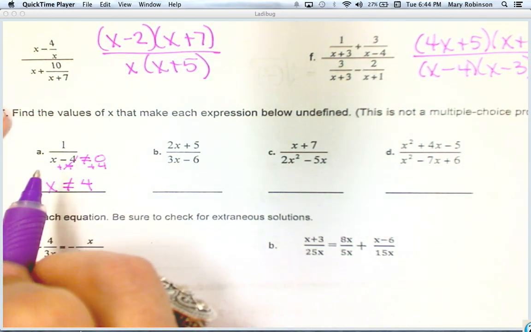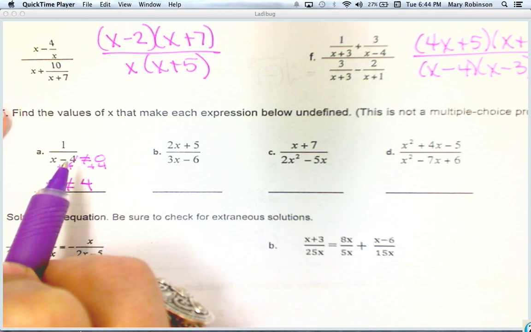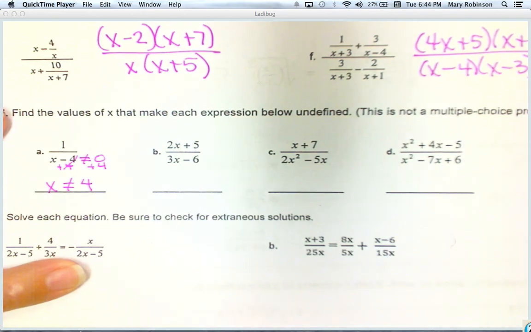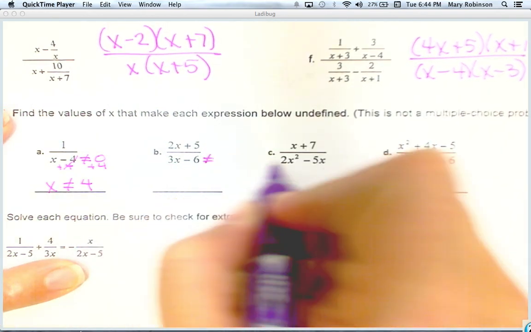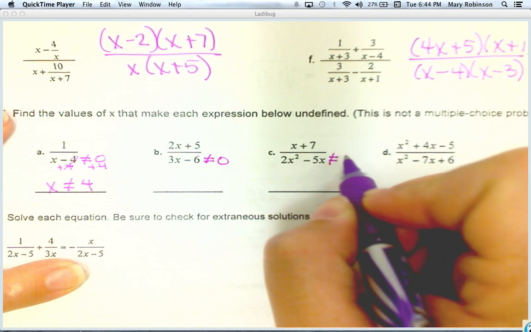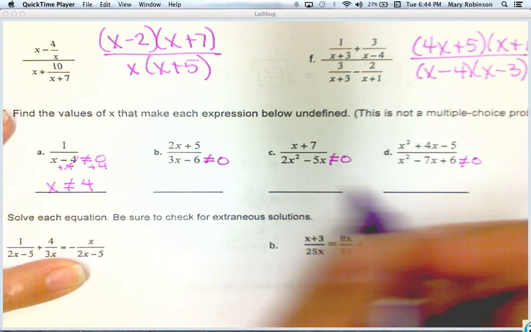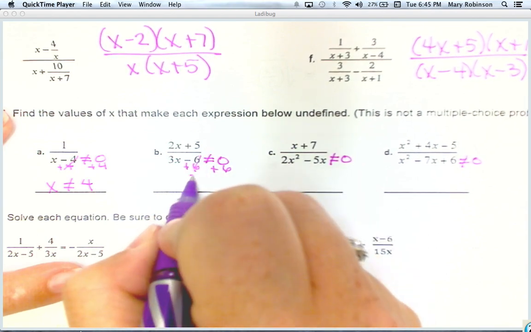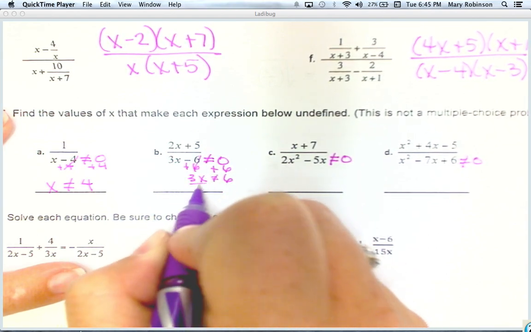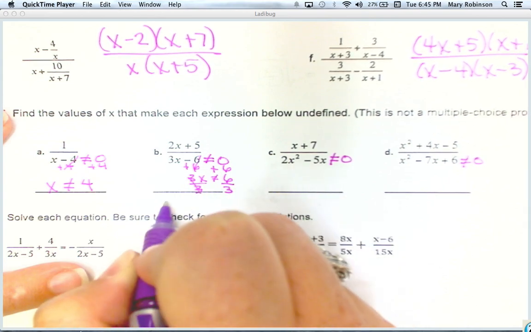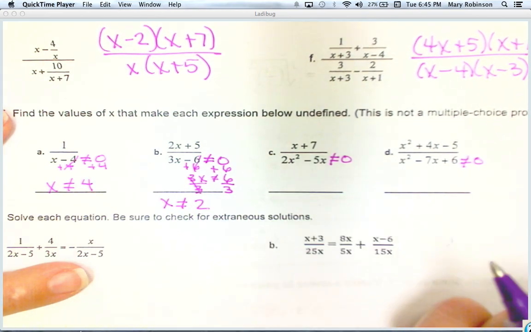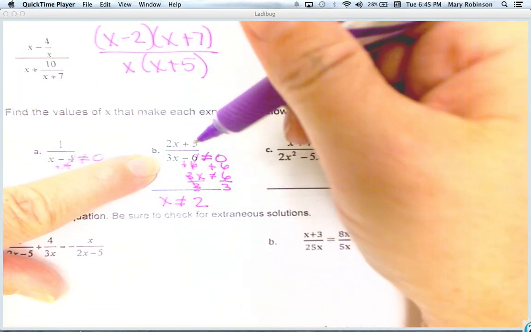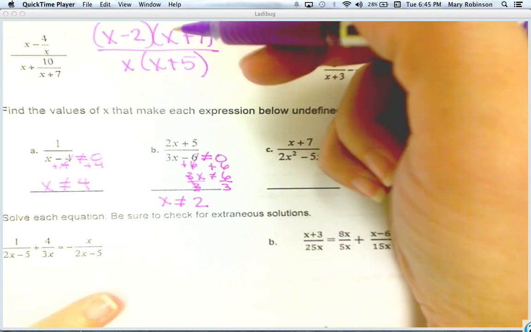And the reason is if x was 4, then 4 minus 4 would give you 0, and then you would have 1 divided by 0, which is undefined, not possible. So basically you can set all these up the same way. They cannot equal 0. Now for this one here, it's a two-step equation. You'd have to add 6 first and then divide by 3. So x cannot equal 2. That should make sense because 3 times 2 would give us 6 and 6 minus 6 would give us 0.